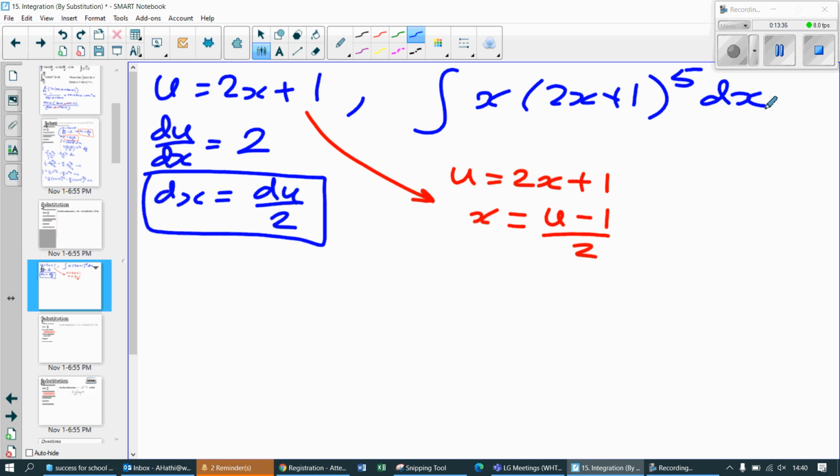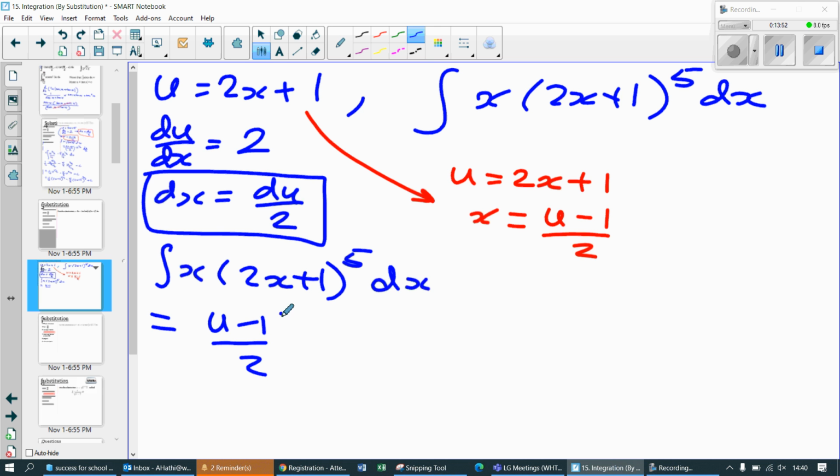Okay, so what I'm going to say next is that the integral of x into 2x plus 1 to the power of 5 dx equals, let's do this step by step. What is x equal to? U minus 1 over 2. 2x plus 1, what is 2x plus 1 equal to? U. So what's 2x plus 1 to the power of 5? U to the power of 5. And what's dx equal to? Du over 2.